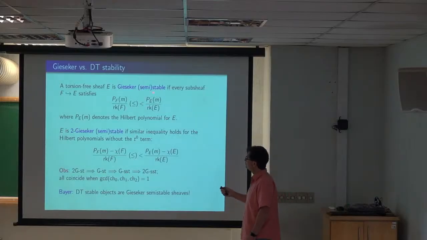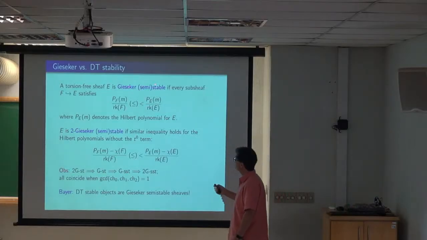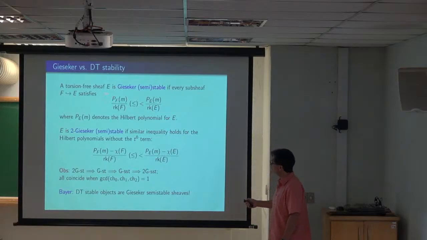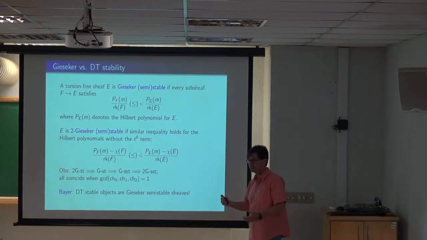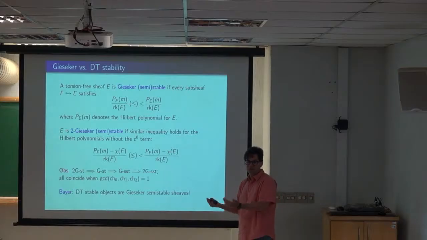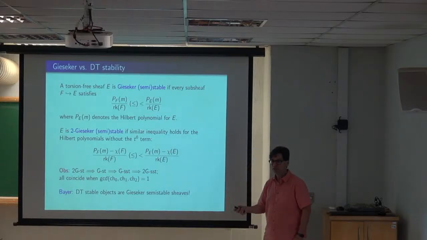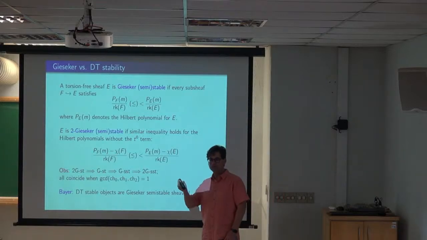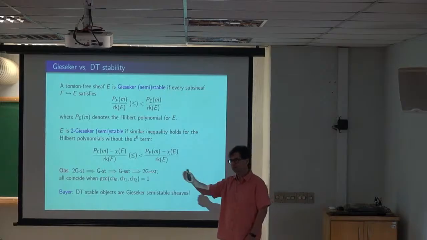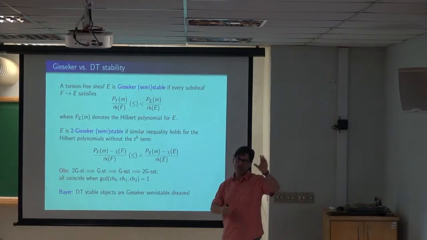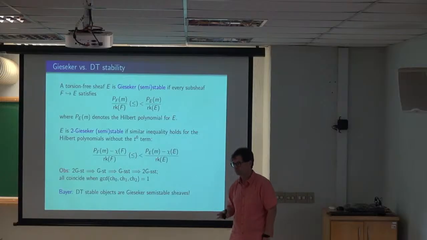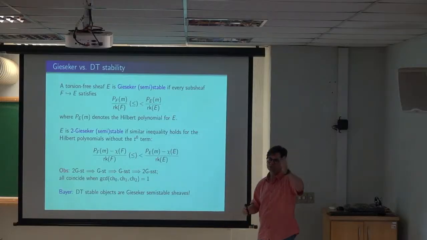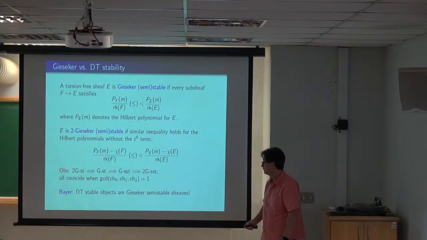A torsion-free sheaf is said to be Gieseker stable if every sub-sheaf satisfies this inequality, where this P denotes the Hilbert polynomial. So the stability here is not a comparison between numbers, but a comparison between polynomials. And this order on the set of polynomials is lexicographic order on the coefficients of the polynomial, from the highest power to the smallest power. So the highest power counts more than the lower powers.